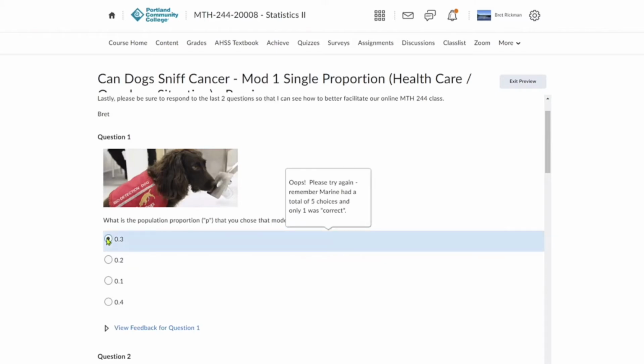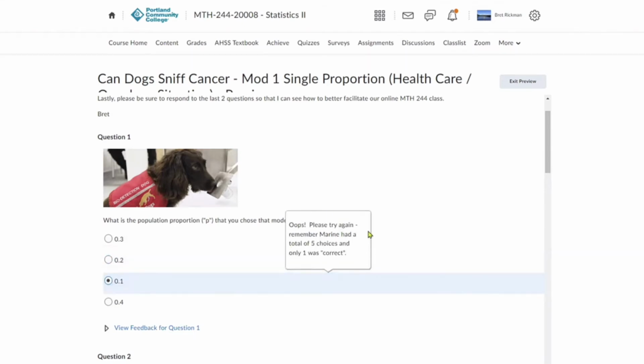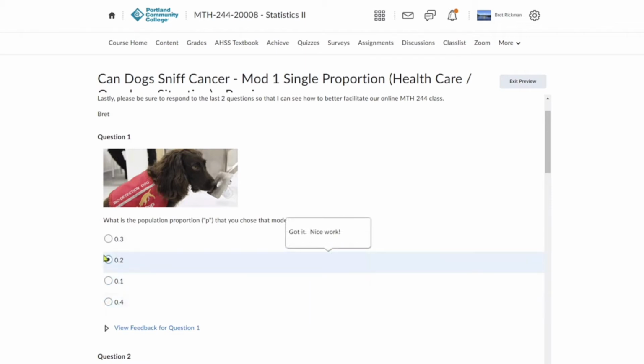Remember, Maureen had a total of 5 choices. Only one was correct. Maybe they'd click on 0.2. That was like, great, you got it. Nice work. So that one, they could tell right away that they got it. If they hadn't chosen 0.2, if they just skipped down to 0.1, they'd get more feedback again immediately like this. It says, oops, try again, and so on. And then 0.4, similar feedback. So that's how students would see the feedback instantaneously for each question.